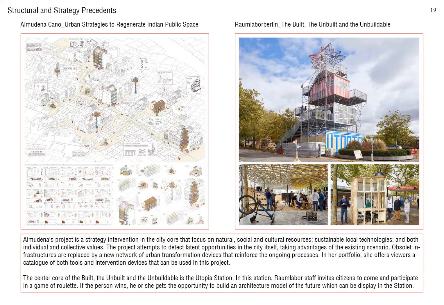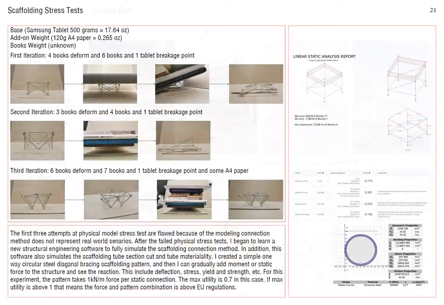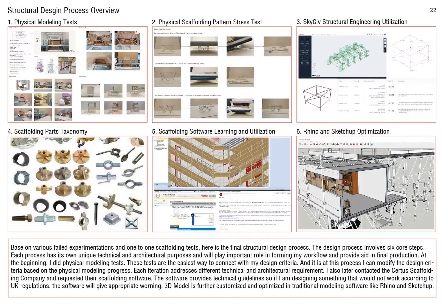Here are some of the core precedents that inspired my strategy, production, and structural design. I've completed some scaffolding stress tests using 2 methods. The first one is using physical modeling. I was then advised that this method wasn't 100% accurate. So then I moved towards using this structural engineer software to test out the strength of the scaffolding parts. So after many failed attempts in experimentations and tests, I soon developed a workflow specifically tailored for scaffolding design for my project, and the process of this is listed here.